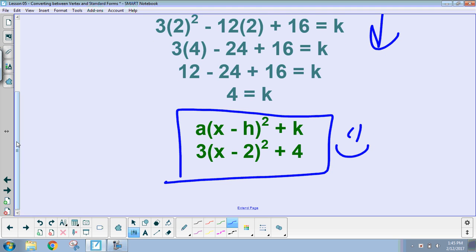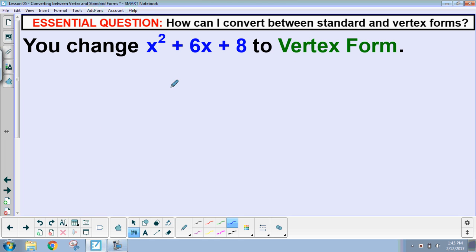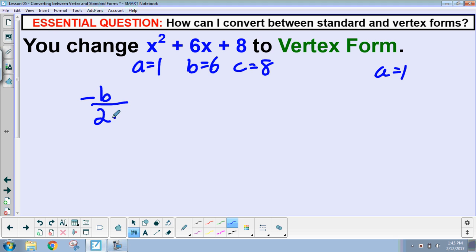Again, pause the video, try this out on yourself. Again, notice it'll look just like the last example, so we should be able to get the right answer. All right, leading coefficient again is going to be 1, B is 6, C is 8, but all we really need is that A, okay? So, minus B over 2A, so we get a negative 6 over 2 times 1, so negative 6 divided by 2, negative 3 equals H.